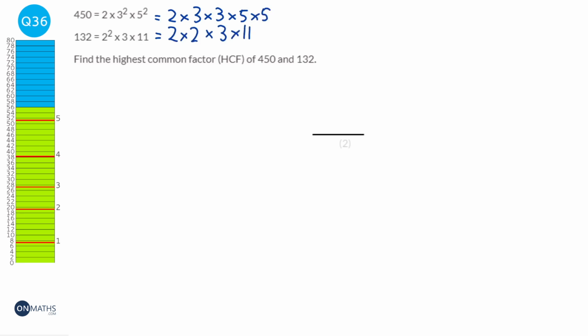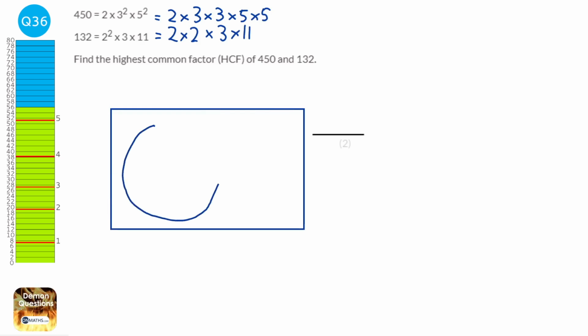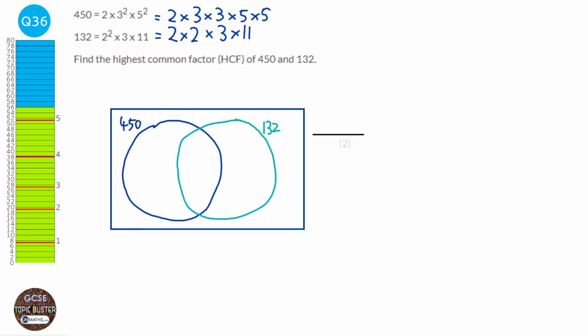And we're going to draw ourselves a Venn diagram. So let's just do a rectangle at the outside. I'm going to try and do some nice circles here. Try my best anyway. Okay, so on the left hand side we have the 450, on the right hand side we have the 132. So we'll start with the 450 and the numbers.